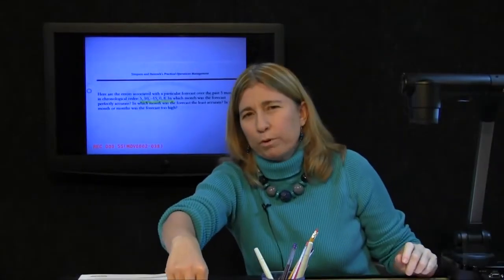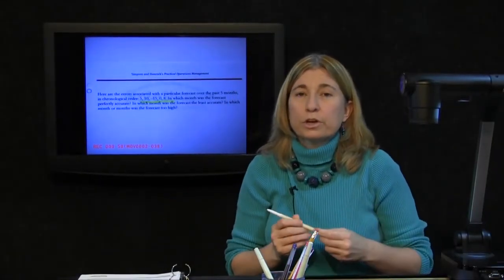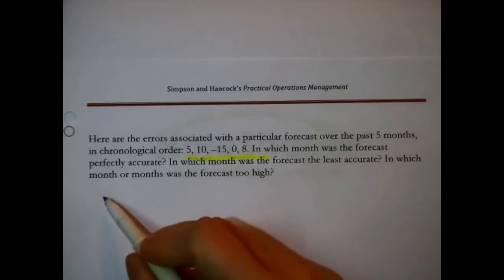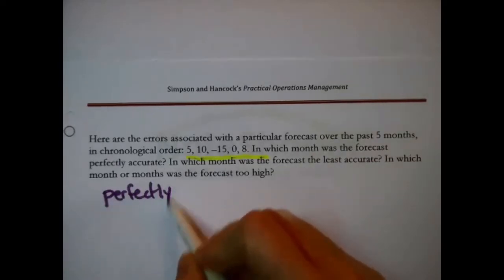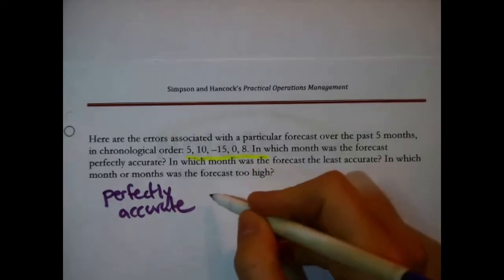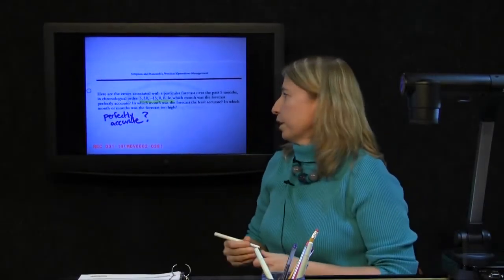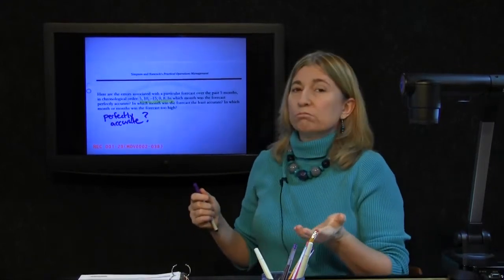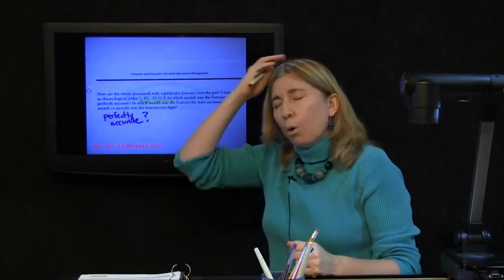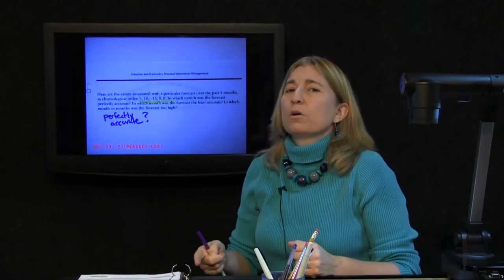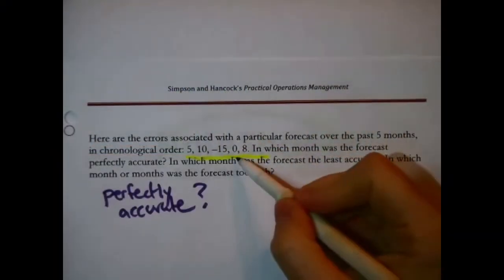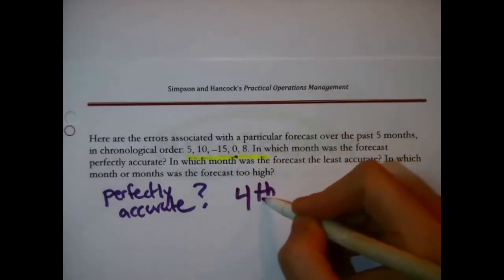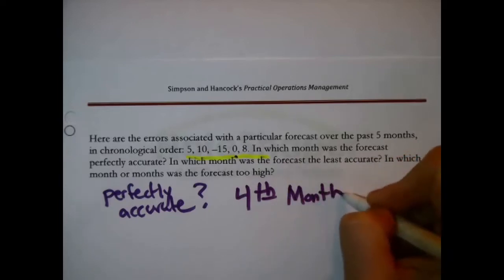All right, so this one problem is in essence 3 fairly simple questions, especially the first one: in which month was it perfectly accurate? Well, error is actual minus forecast. This is pretty intuitive. It'd be perfectly accurate if the error was 0. We look for the 0 in that set of numbers, and we do. We see a 0. Now, what is it that we're reporting? The month. It said that they were in chronological order. I see a 0 here. Which month is that one? The first month, the second, the third month, the fourth month. The fourth month.